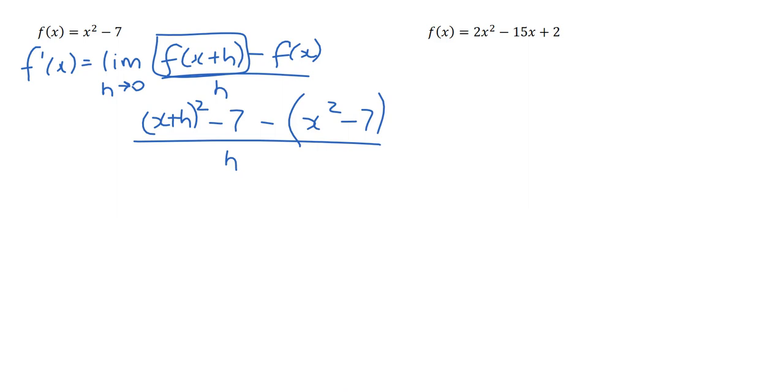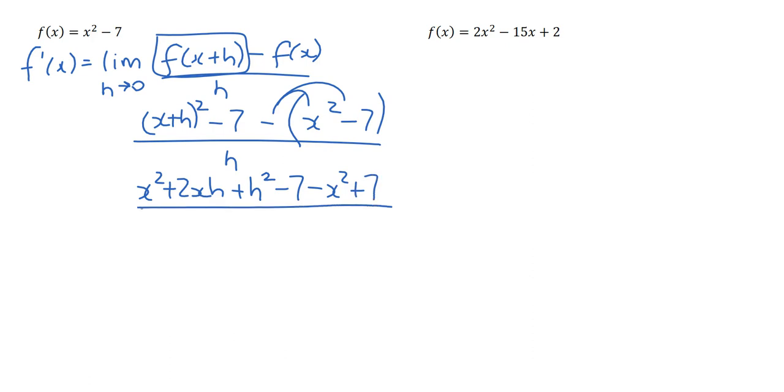Okay. So what we're going to do now is expand that front bracket. Can I just do it quickly, or do I need to show you how to do that? Okay, so that's x squared plus 2xh plus h squared minus 7. And that bracket as well, that's minus x squared plus 7, all over h. Everyone see that? What do you notice now? And I'm left with this 2xh plus h squared all over h.